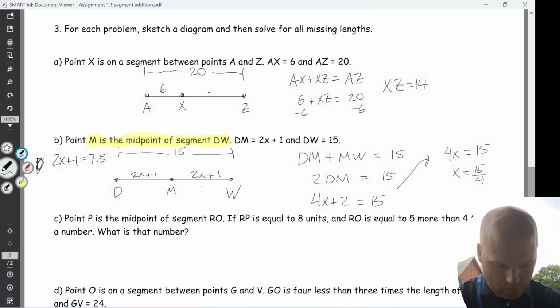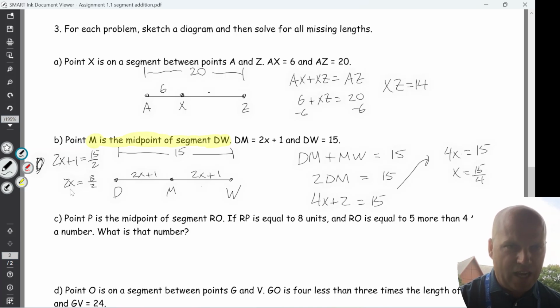Now that's 15 halves. Why don't we just say that that's 15 halves and watch how you could solve this equation. 2x plus 1 equals 15 halves. I can subtract 1. That's subtracting 2 halves from the 15 halves. Then divide by 2. Dividing by 2 is like halving. If I have 13 halves and I cut them in half, I get 13/4.